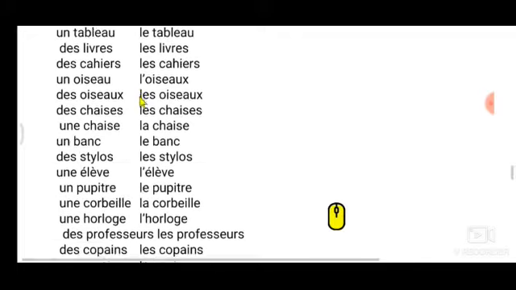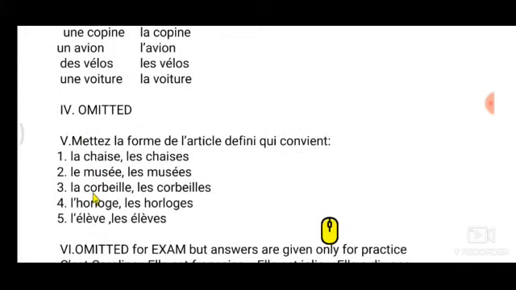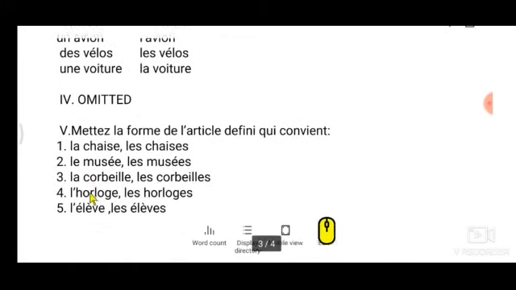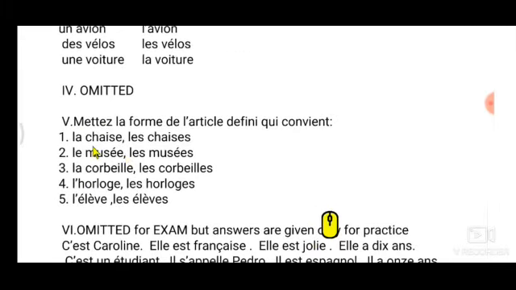Now the next exercise is exercise number 4, that is omitted. Now we will go to exercise number 5. Chaise is feminine, so la chaise, les chaises. This is exceptional, le musée, les musées. These things you have to memorize. You might have a doubt, sir, this word is ending with e, so la. Even this word ends with e, but why is it not la? Musée alone is an exceptional word, it is a masculine word, so we are using le.